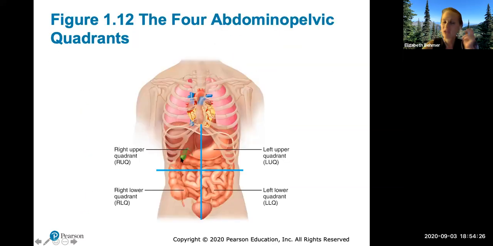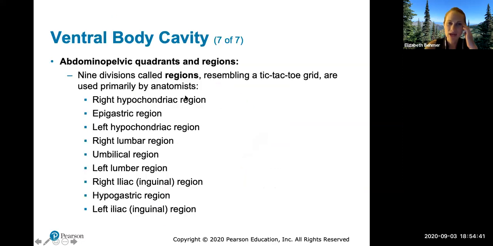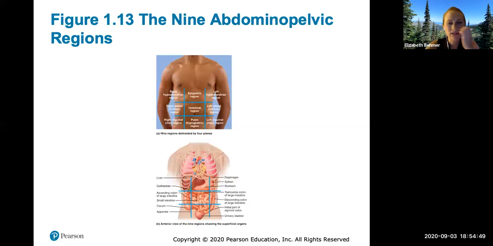So again, it's really important to know which organs fall in each quadrant, especially as you go into your medical fields. If someone's complaining of pain in a quadrant, it might have to do with the organ that's below it, unless it's referred pain, which we'll talk about. These are the 9 divisions called regions. They resemble a tic-tac-toe grid. And again, these ones are used primarily by anatomists as they're separating out the body and dividing structure. So you can see these 9 regions here.